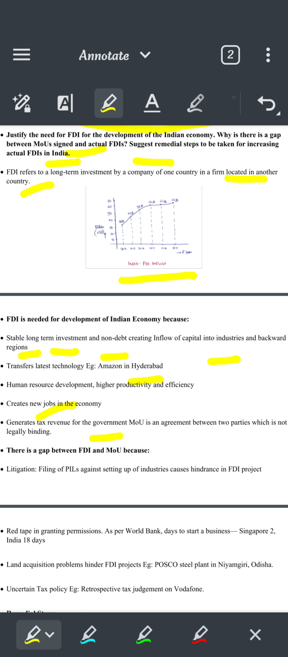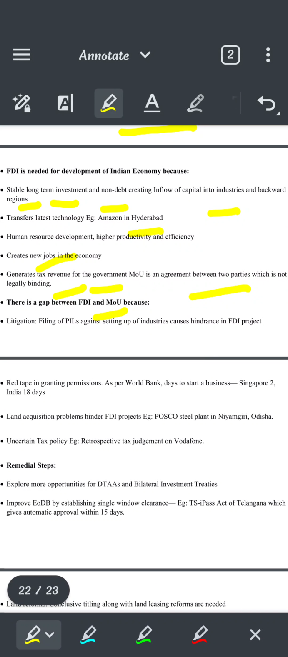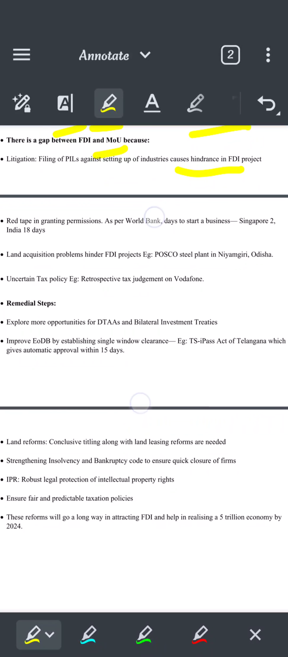An MOU is an agreement between two parties which is non-legally binding. So there is a gap between FDI and MOU because litigation, such as filing of PILs against setting up of industries, causes hindrance in FDI projects. Red tape in granting permissions. As per the World Bank, on days to start a business, Singapore is number 2 and India is number 8. Singapore takes just 2 days, whereas India takes 18 days to start a new business. Okay, so land acquisition problems hinder FDI projects.